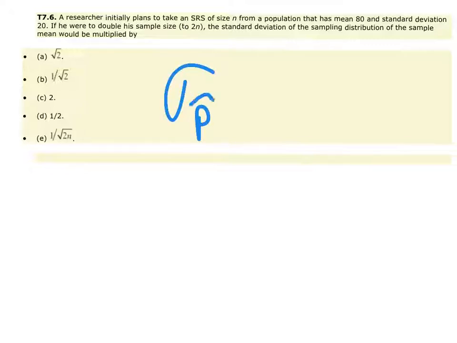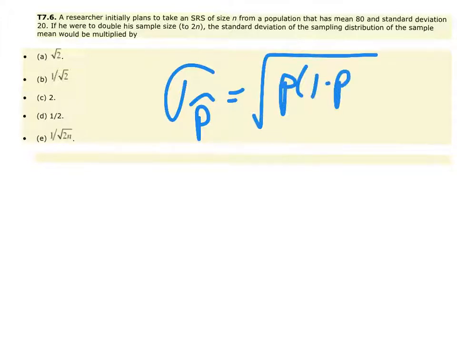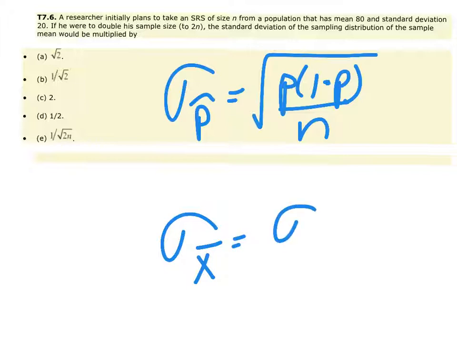The standard deviation of p hat by definition is the square root of p times 1 minus p, all over n. And then the standard deviation of the means would be sigma of x bar is equal to sigma divided by the square root of n. Keep in mind sigma here is the population standard deviation, p here is the population proportion. Both of these elements are parameters. So looking at either one, n is going to change to 2n. If we multiply 2 into either one, what's going to happen to the standard deviation?